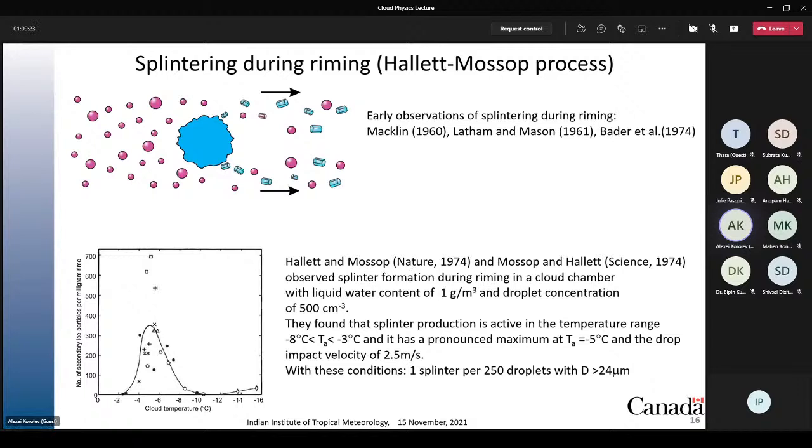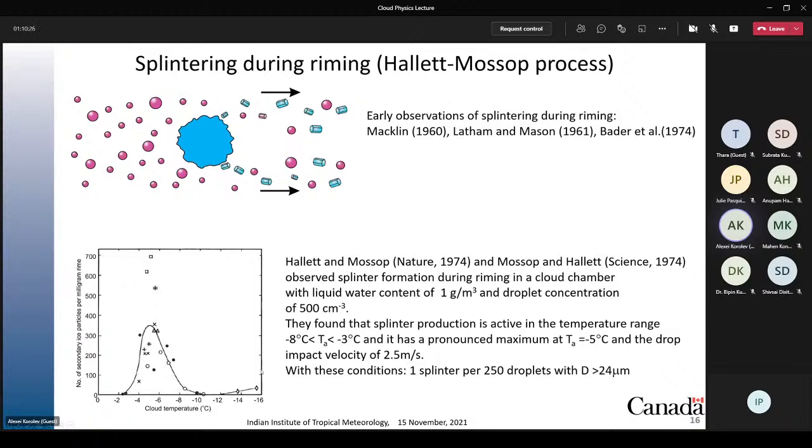Next mechanism is related to splintering during riming. This mechanism is known as the Hallett-Mossop process. Early observations before Hallett and Mossop showed that if an ice target is exposed to a flow of liquid droplets, then downstream lots of secondary ice can be found. Those works go back to Macklin, Latham and Mason, Bader. And lots of studies were performed by Hallett and Mossop, starting from 1974, and they found that the efficiency of this mechanism has a narrow temperature range from approximately -3 to -8.